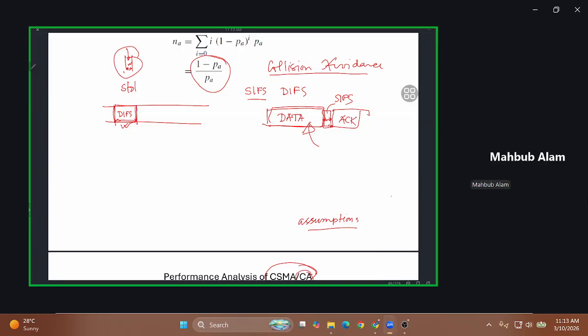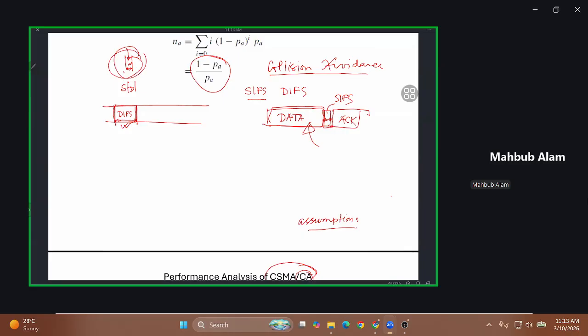The SIFS gap is there and the DIFS gaps are there. This is one thing. Second thing is that if two or more stations are waiting simultaneously, then a collision is obvious. In CSMA/CD, they don't bother because if a collision is there, the collision is detected almost within this amount of time and they can get back to the idle state.